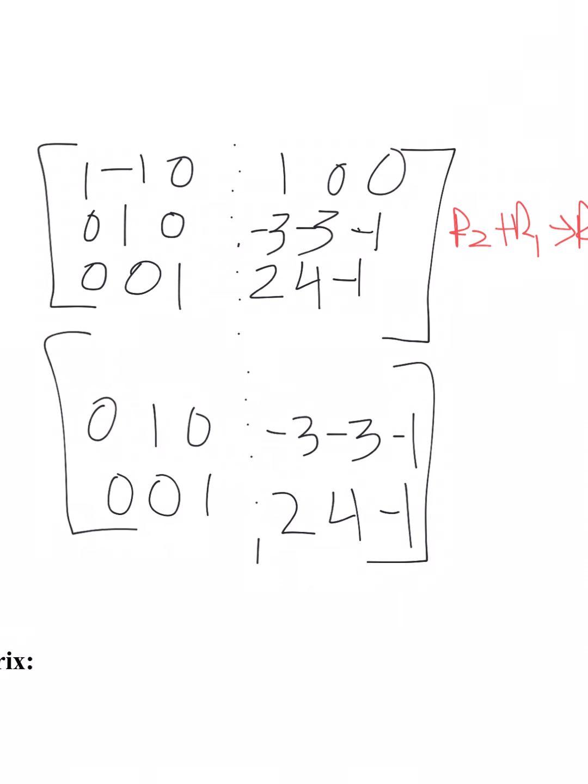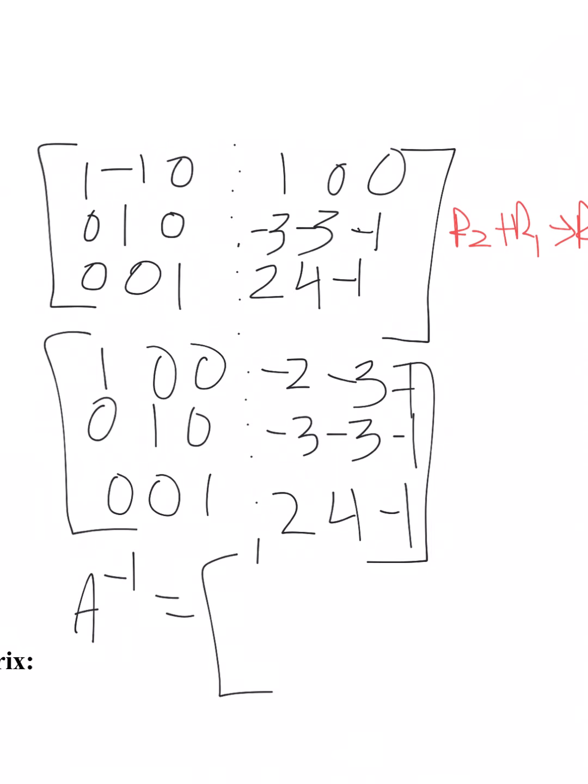And so when we add up, you think about it adding up, same as adding down, but we're just replacing the top row. 0 plus 1 is 1. 1 plus negative 1 is 0. 0 plus 0 is 0. Negative 3 plus 1 is negative 2. Negative 3 plus 0 is negative 3. And negative 1 plus 0 is negative 1. This now is your identity matrix, and this is your inverse matrix. You simply write as A inverse equals all of this right there.